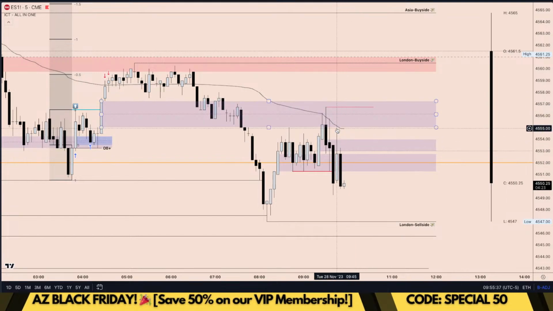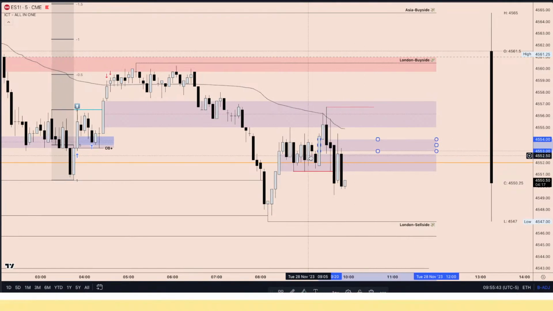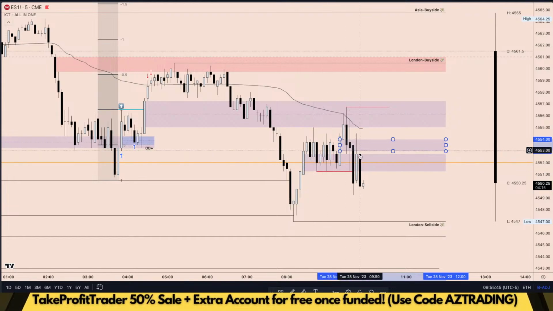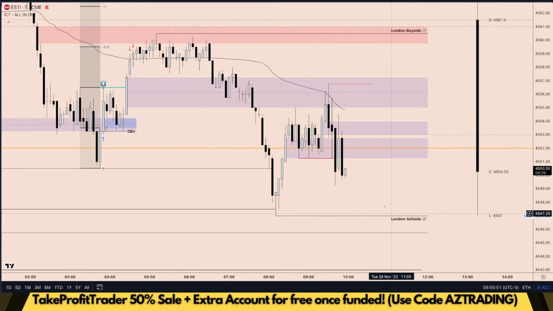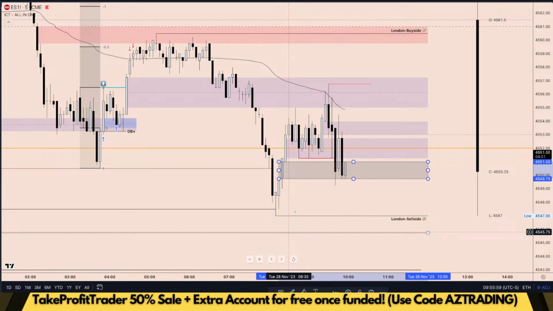That would simply stop me out, but now perfectly we respected the inversion fair value gap, the two inversion fair value gaps here basically, and delivered lower from here, forming a new lowest closing price. So right now, all eyes on London sell side liquidity. We have to break through this bullish fair value gap.